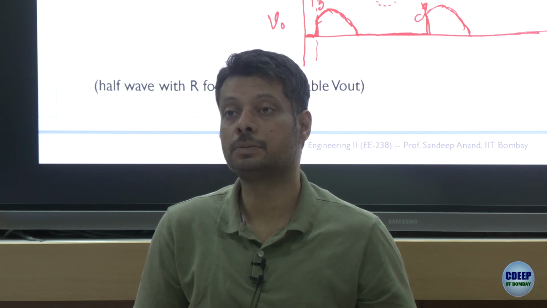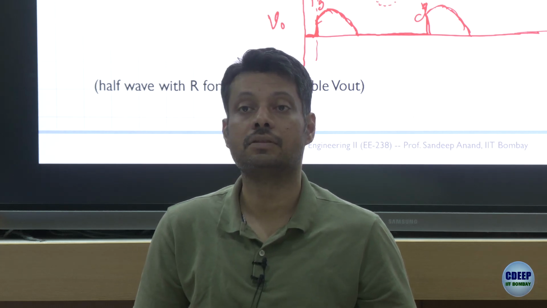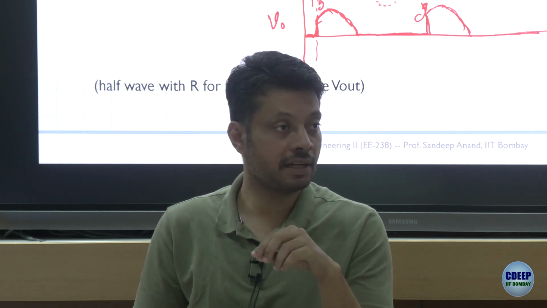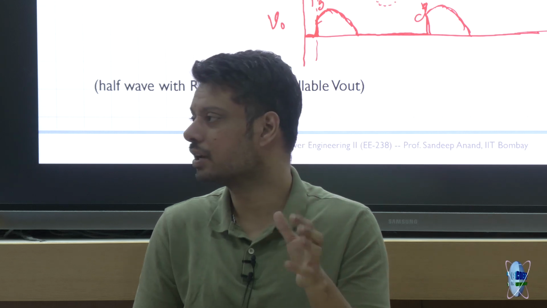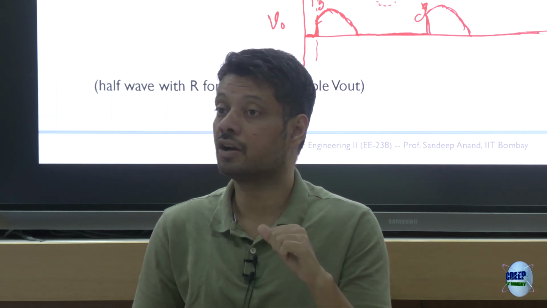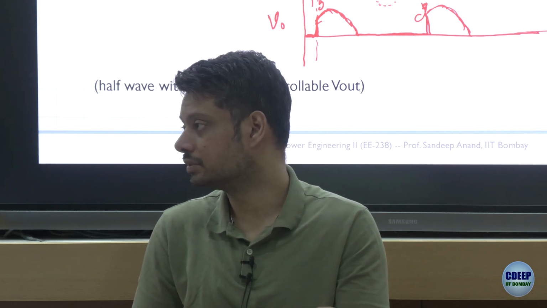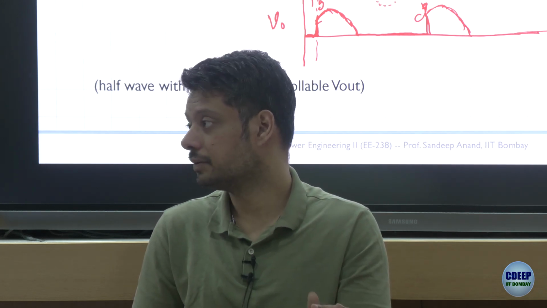You want me to repeat this part? So, I can control when I am turning on the device by providing a gate current or a gate voltage, but I cannot control when it is going to turn off. That is the natural diode turn off whenever it happens. Is that okay?